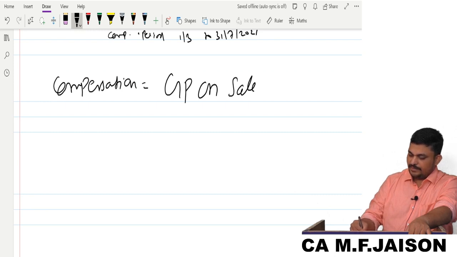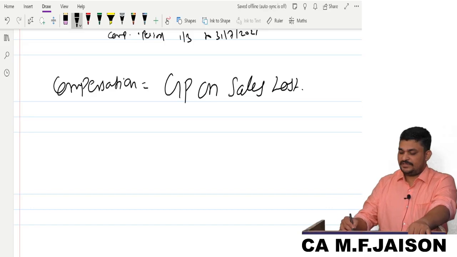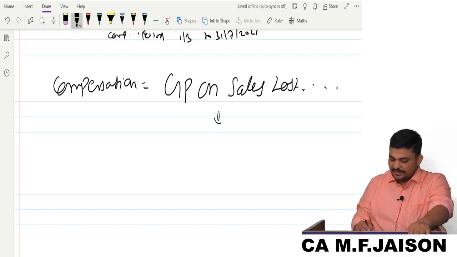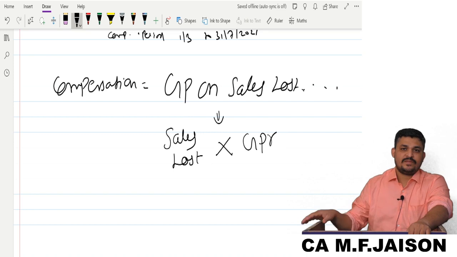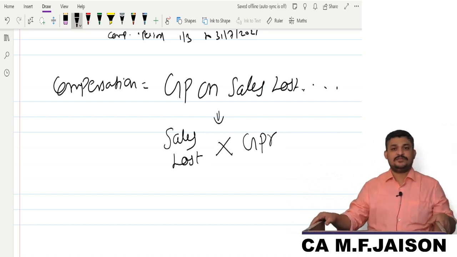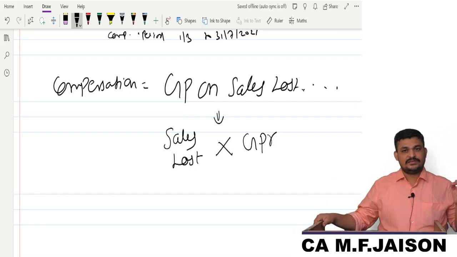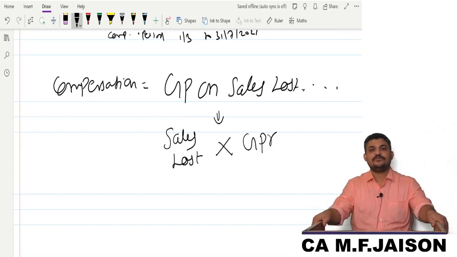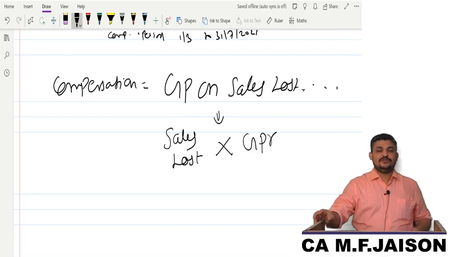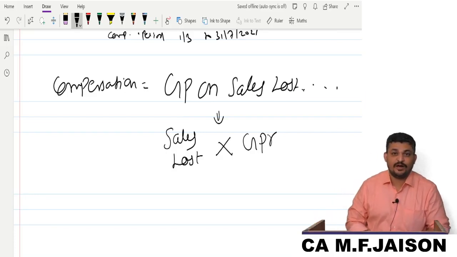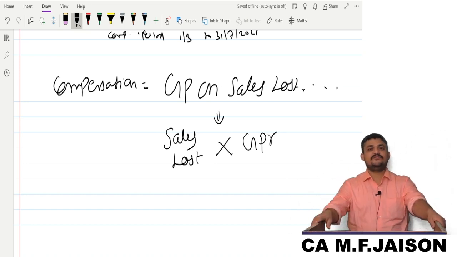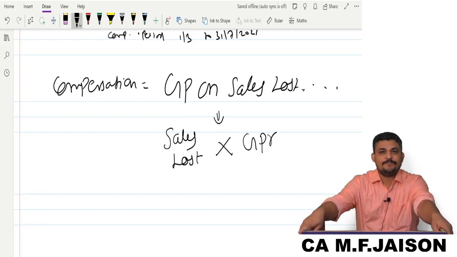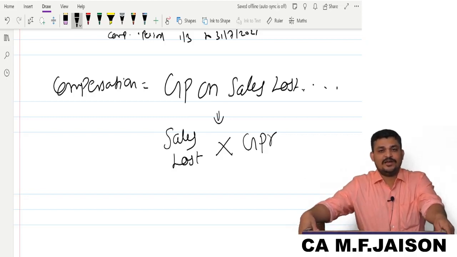GP on sales lost during the compensation period is computed as sales lost into GPR. Because it is GP on sales loss, which is computed as sales lost into GPR, you have to find out what the sales lost is. You also have to find out what the gross profit ratio is, right? Like how we discussed in the previous topic also, the first thing we'll be focusing on is GPR. In this topic also, we'll be focusing on computation of gross profit ratio.